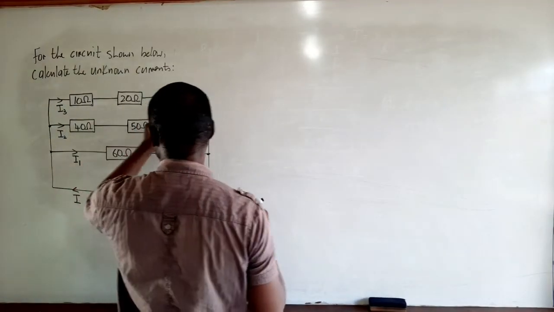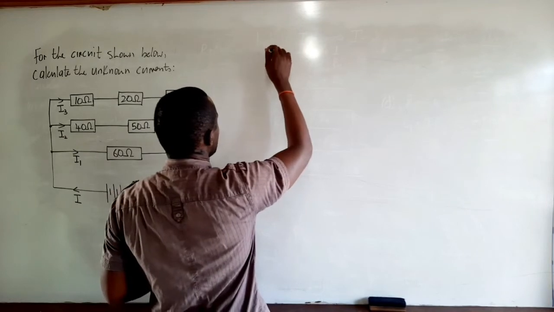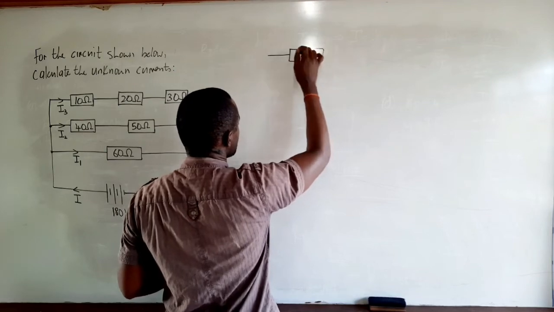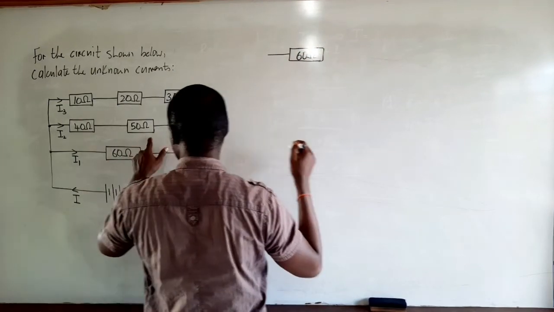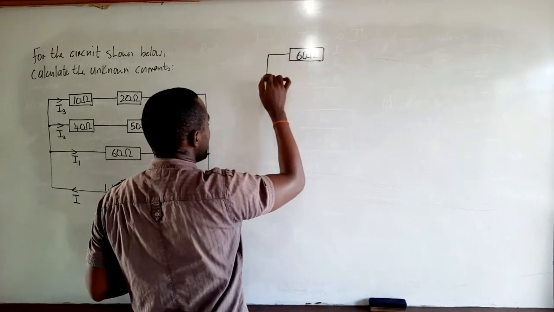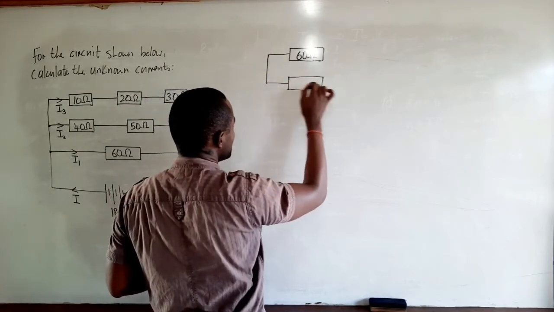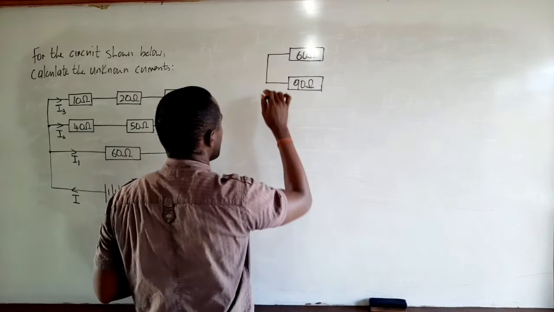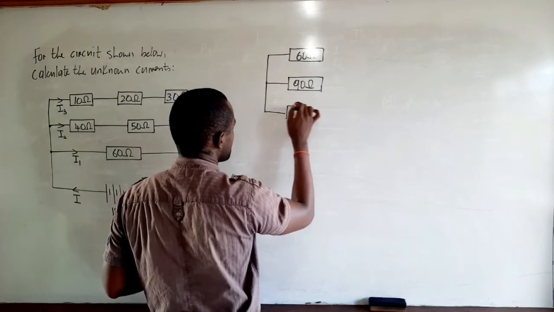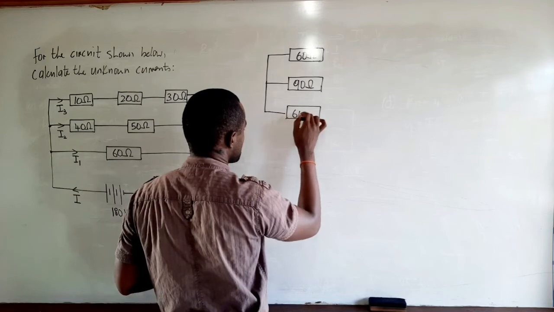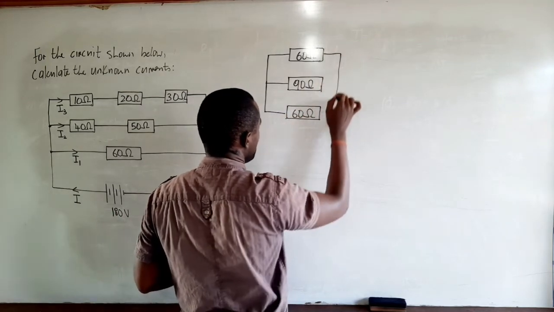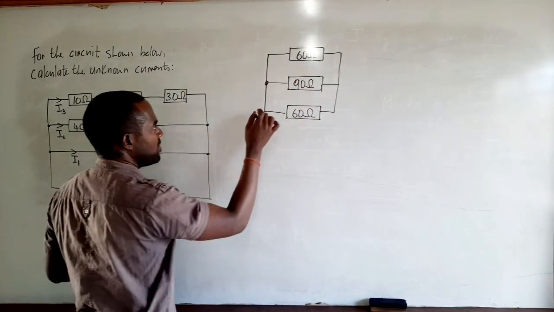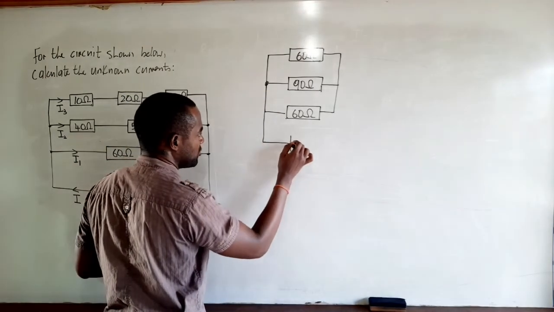So 10 plus 20 plus 30, that is 60. So essentially we have a single 60 ohm resistor. 40 plus 50, that is 90. So essentially in that branch we have a single 90 ohm resistor, and of course we have a 60 ohm resistor. So essentially those three resistors are connected in parallel, and across them we have a 180 volt battery.